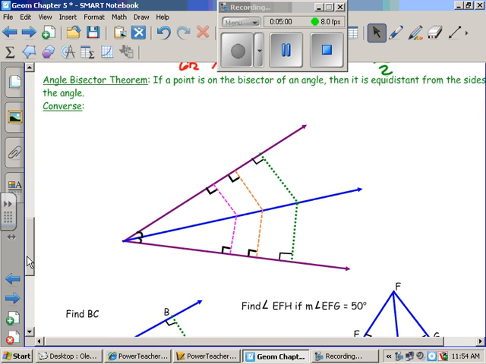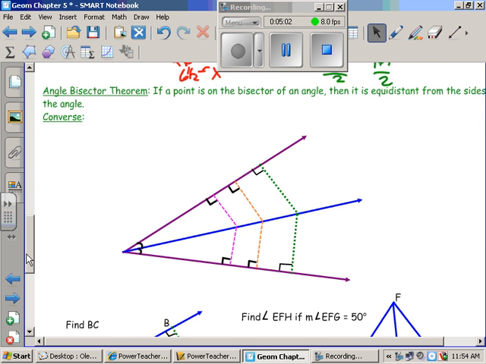Angle bisector works kind of the same way. A line that bisects an angle is made up of points that are equidistant from each side of the angle.